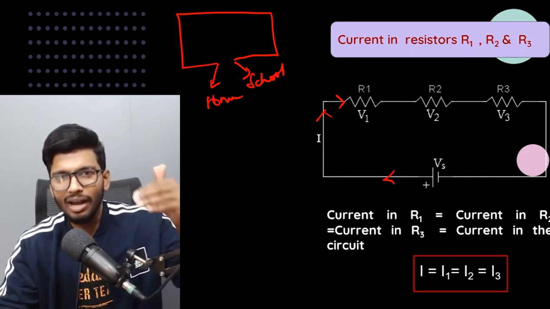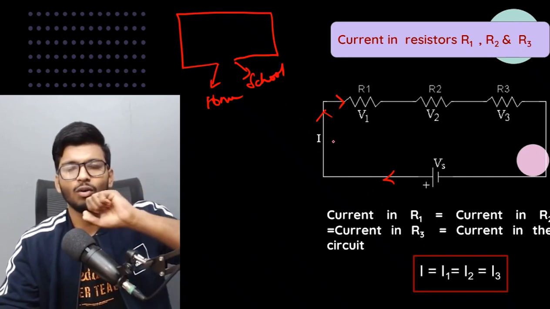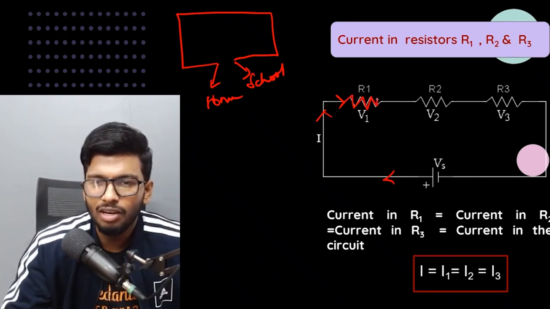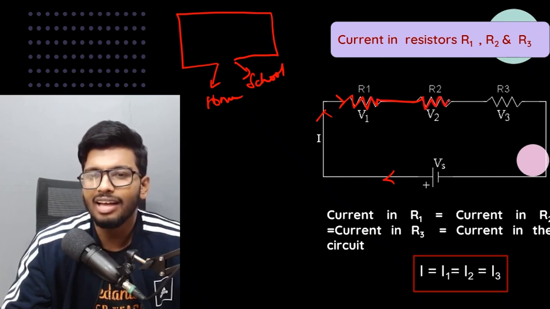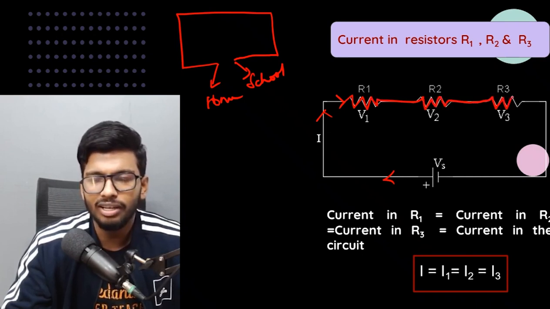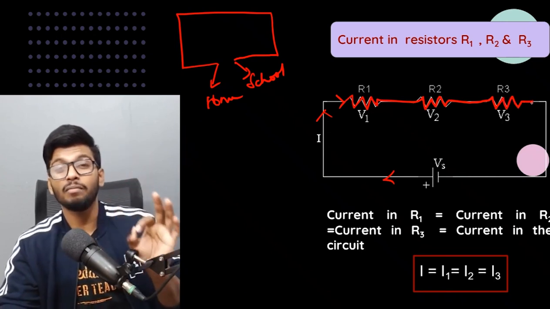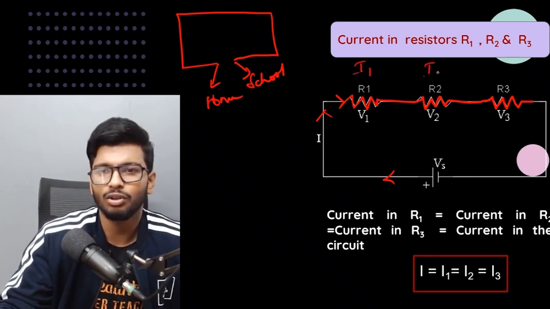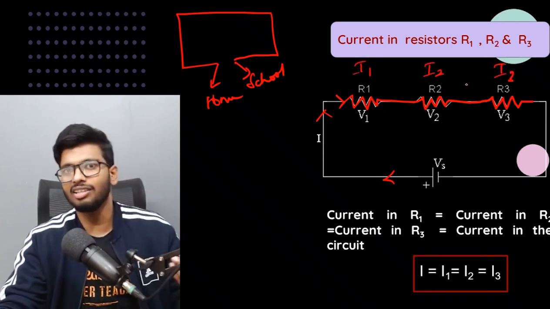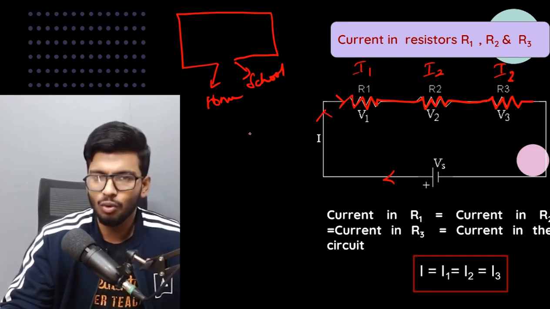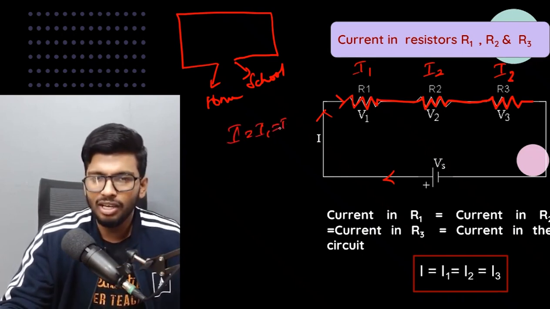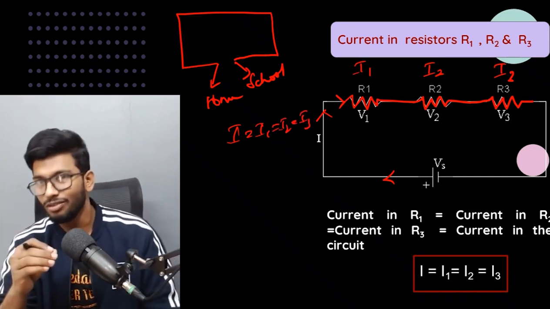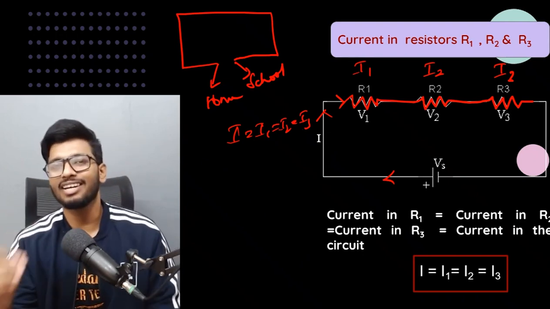Here, since there's only one path for the charges to flow, there's no other way. The same current would be flowing through R1, the same current would be flowing through R2 as well as R3. So in the case of series connection, please do remember this, people. The current always remains constant. If you take the current flowing through R1 as I1, through R2 as I2, and through R3 as I3, all of them would be the same. So whatever is the total current I, that will be equal to I1, equal to I2, equal to I3. It's basically the same current flowing through the entire connection, if they're connected in series.